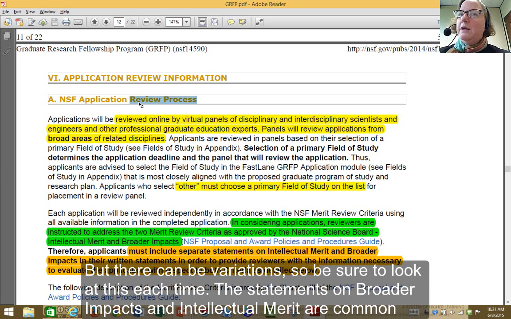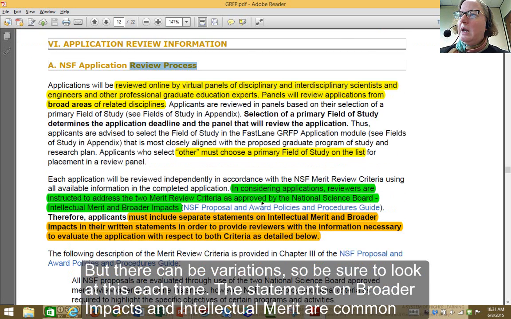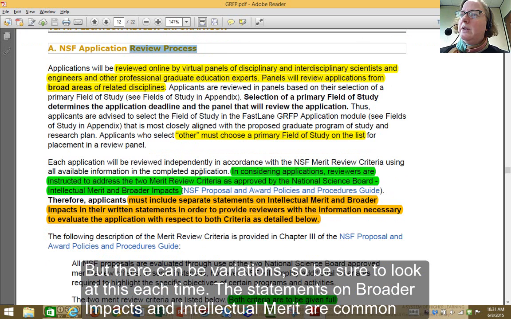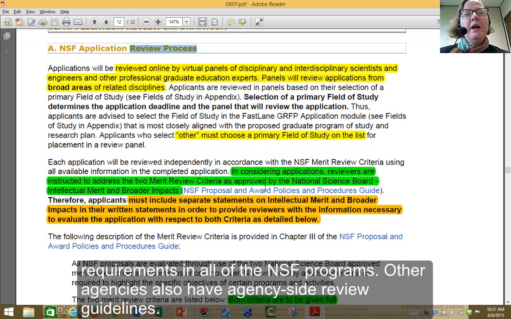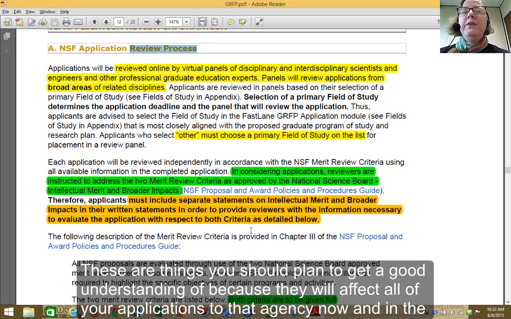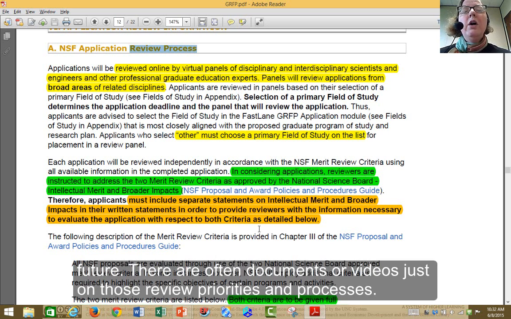The statements on broader impacts and intellectual merit are common criteria in all of the NSF programs. Other agencies also have agency-wide review guidelines. These are things that you should plan to get a good understanding of because they will affect all of your applications with that agency, now and in the future. There are often documents and videos just on those review priorities and processes.